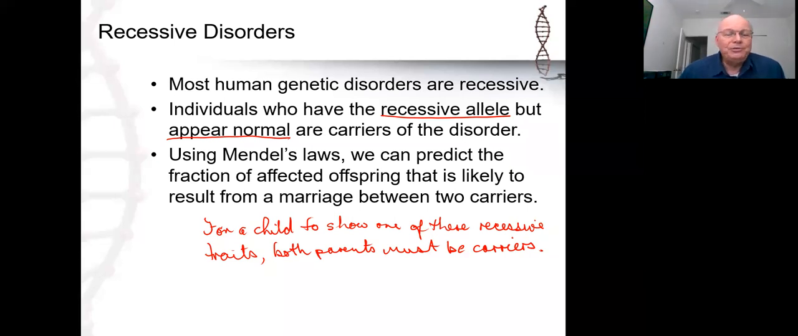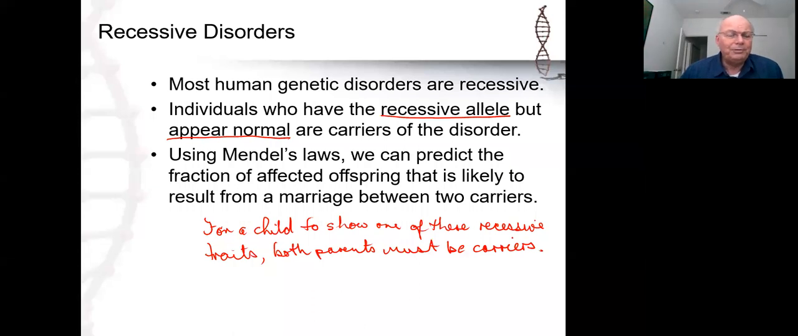This is why some of these recessive disorders have been in the past associated with particular ethnic groups, because again, if there's a relatively high frequency of the recessive allele amongst the individuals in that ethnic group, and they tend to marry within the same ethnic group, then the chances of two individuals being carriers for that same recessive trait is pretty good.